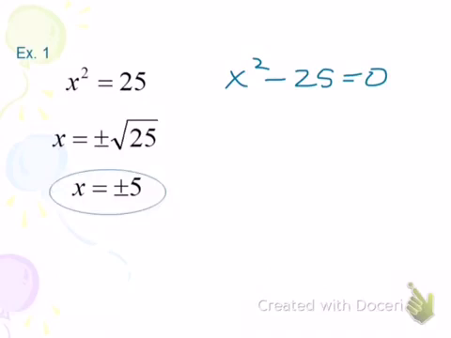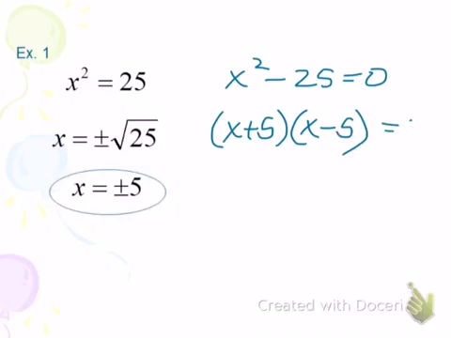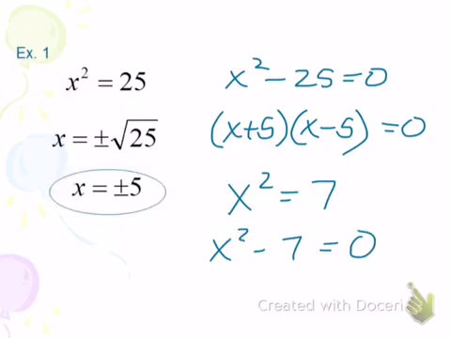Because x squared minus 25 is what kind of binomial? It's a difference of two squares. That's right. So we could factor it as x plus 5 times x minus 5 equals 0. And then we'd get that x equals 5 or x equals negative 5. But x squared equals 7. If I set that equal to 0, can I factor that as a difference of two squares? Why not? 7's not a square, right? I'd have to go to irrational roots there to do this.